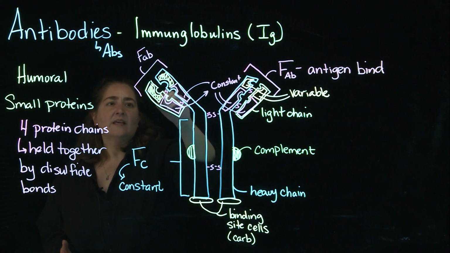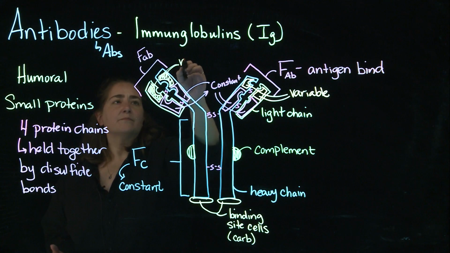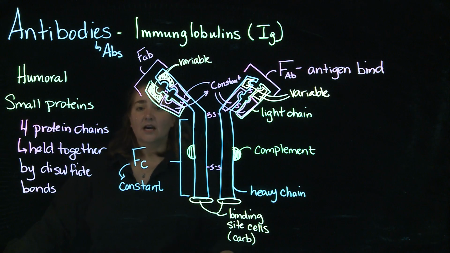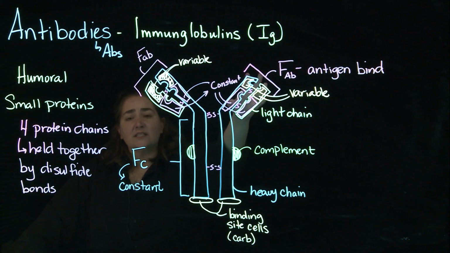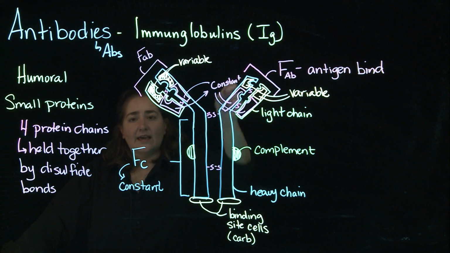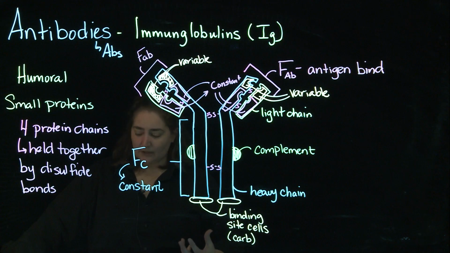The fact that these are variable is what allows us to produce different types of antibodies. Our body is capable of producing hundreds and thousands of different antibodies specific to a particular antigen, and it's because we have those constant regions and those variable regions that allow that to happen.